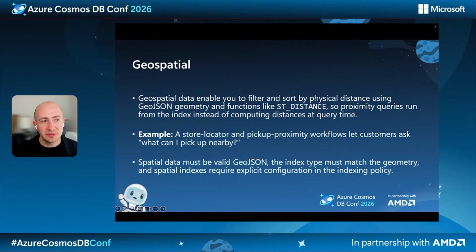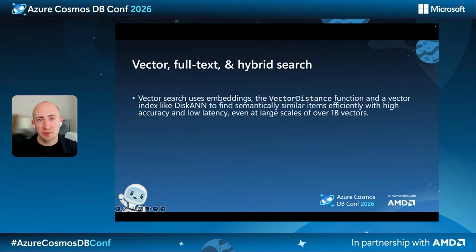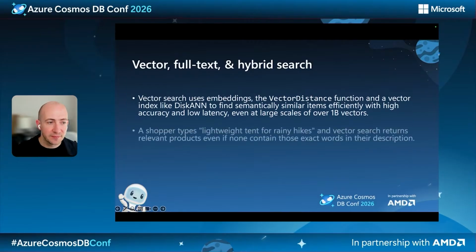So now that we talked quickly about geospatial, let's look at some of our search capabilities. So vector, full text, and hybrid search. Let's start with vector search. So vector search uses vector embedding and our vector distance function combined with a vector index. So in Cosmos DB, we have multiple vector indices, including DiskANN, which allows you to do semantic search with very high accuracy and low latency, really at any scale, even up to billions of vectors.